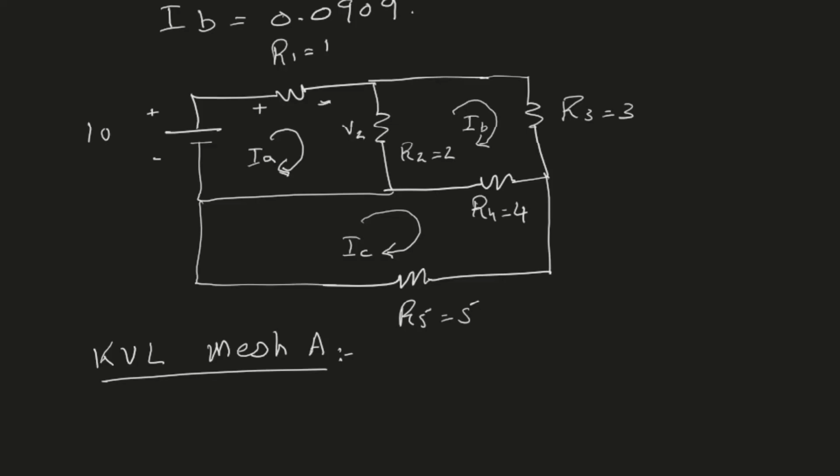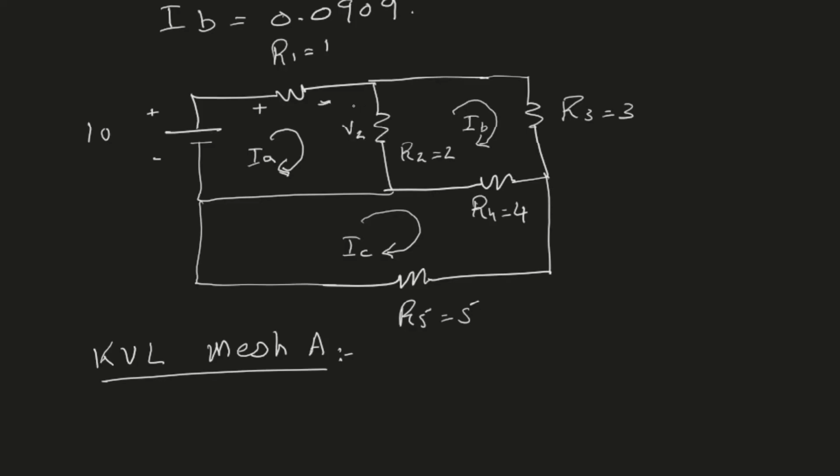However, there is no right or wrong. You can choose either way. The method I like to use is that if I'm in mesh A, I will assume that IA is the largest current. So if IA is the largest current, then in R2 we have two currents flowing. IA is going downwards, IB is going upward, but IA is larger than IB. Therefore, the net current is going downwards.